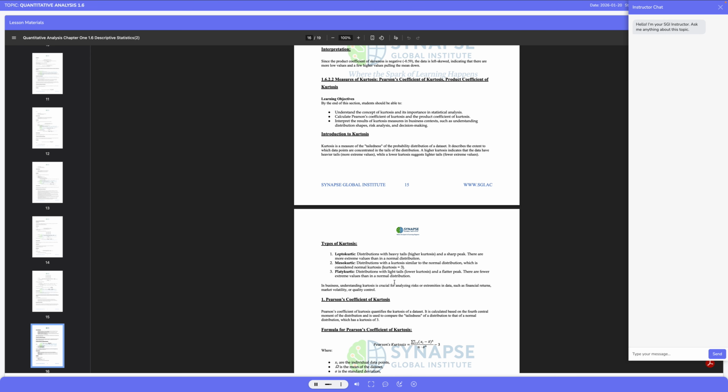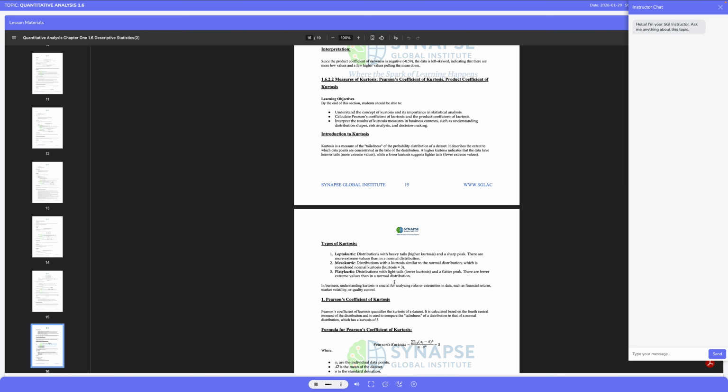There are three commonly recognized types of kurtosis. A leptokurtic distribution has heavy tails and a sharp peak, indicating a higher probability of extreme values compared to a normal distribution. A mesokurtic distribution has a kurtosis similar to that of the normal distribution and is considered the benchmark case. A platykurtic distribution has lighter tails and a flatter peak, indicating fewer extreme values than a normal distribution. Recognizing these shapes helps businesses assess whether their data exhibit unusually high or low risk due to extreme observations.